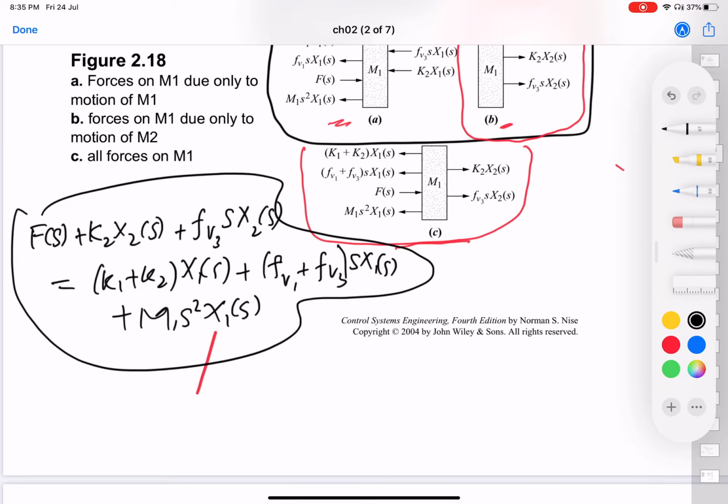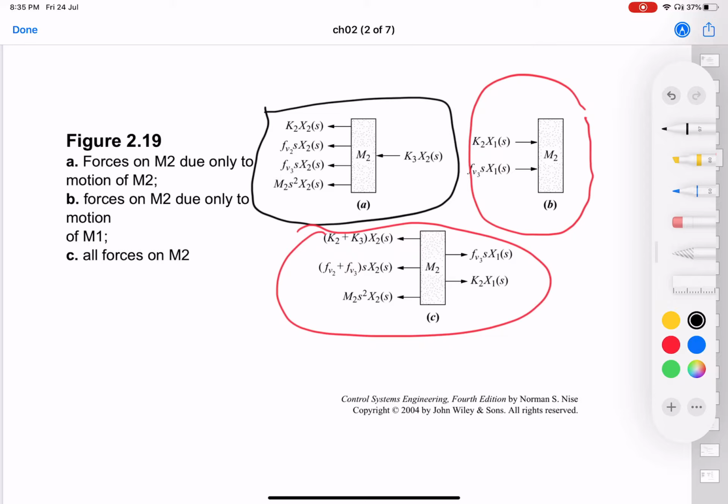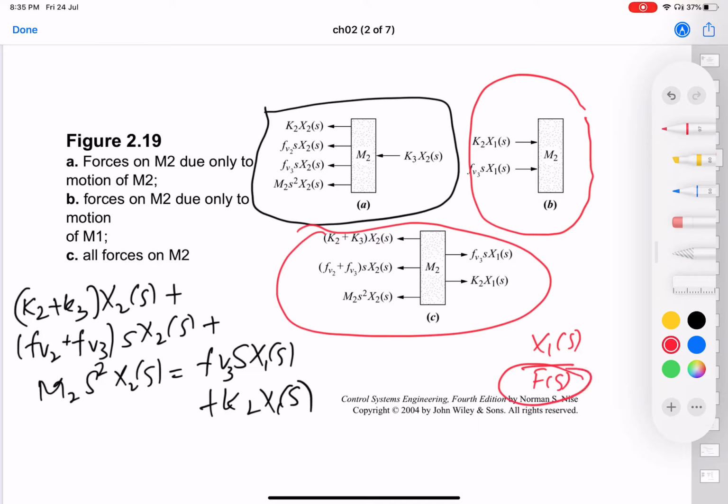In a similar way, you'll get the other equation from the other free body diagram, which is here. In this case, you'll be writing (K2 + K3) X2(s) + (Fv2 + Fv3) s X2(s) + M2 s² X2(s) = Fv3 s X1(s) + K2 X1(s). So you get two equations and two variables, X1(s) and X2(s). And then you can find the transfer function, whether you want X1(s)/F(s), because F(s) is the force that you're applying, or X2(s)/F(s). You can eliminate the variables using Cramer's rule and find the answer.